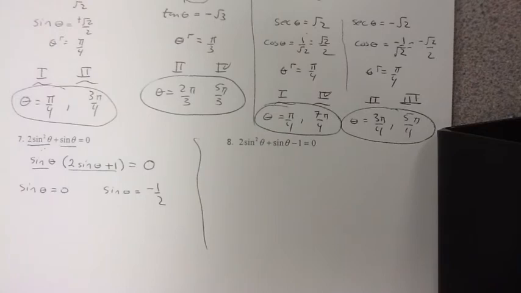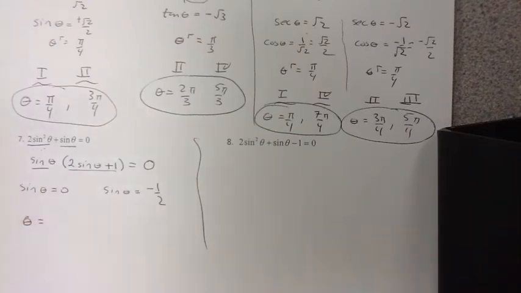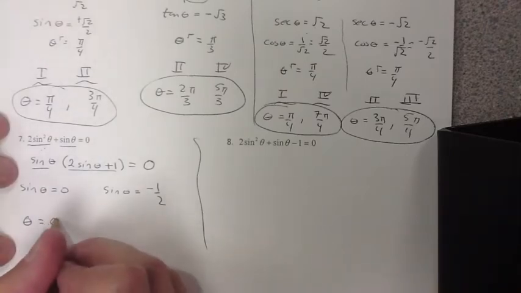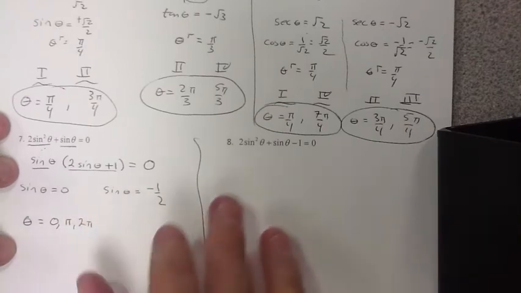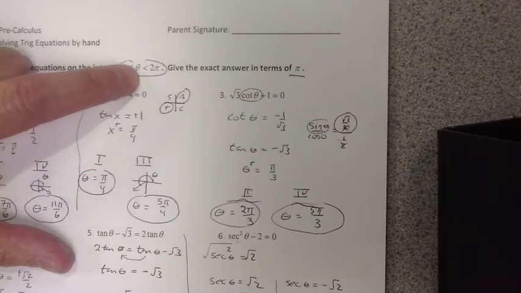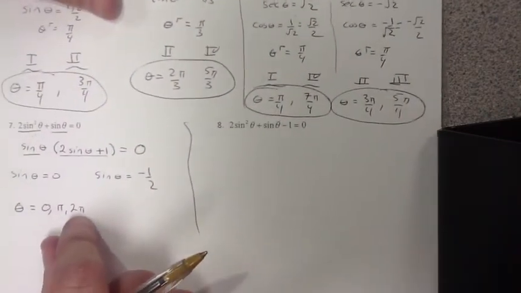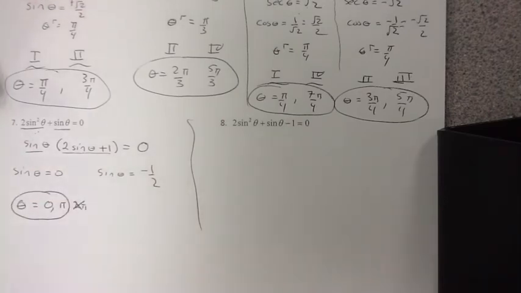And I just solve them. Where does sine equal 0? Now this is a pretty easy one to do. Sine is equal to 0 at 0, pi, and 2 pi. But remember our domain? We don't want to include 2 pi, so we're going to scratch this 2 pi out. So just 0 and pi for this one.